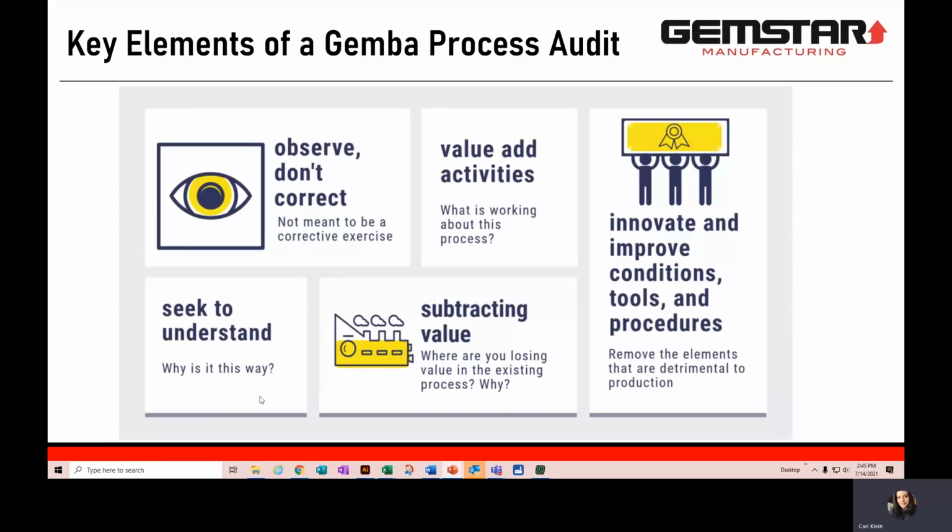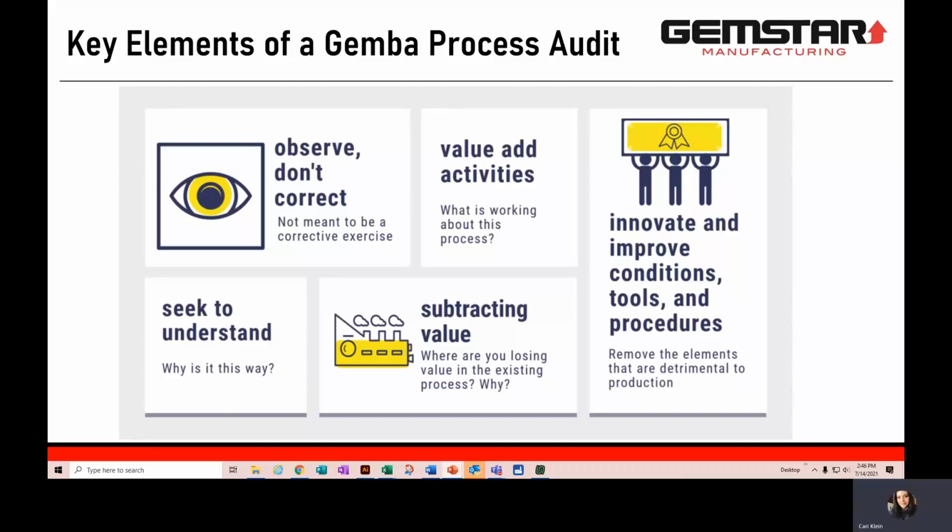What we're doing in a Gemba process audit is seeking to understand why things are done the way they are. We're checking out the different activities, whether they're value added and what's working, what isn't working. Is there anything in the process that's maybe subtracting value? Why is that? And of course, the reason why we're doing it is right here, this big chunk at the end. It's to drive that continuous improvement. Are there any conditions we could improve? Maybe there's some improvements to tools, equipment, the environment, or maybe a procedure needs to be updated, and so forth. It's all about improvement.